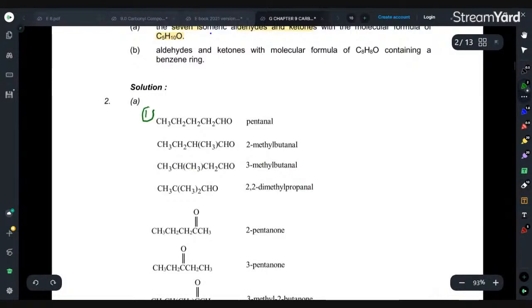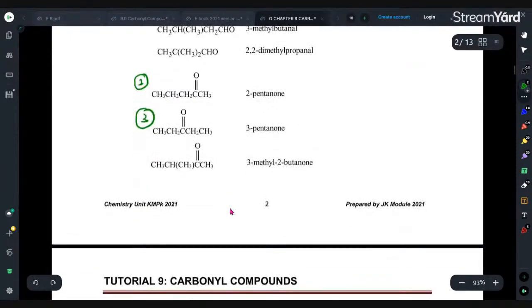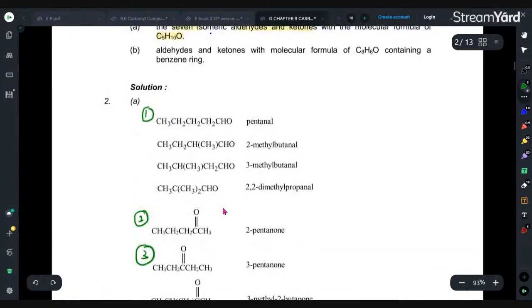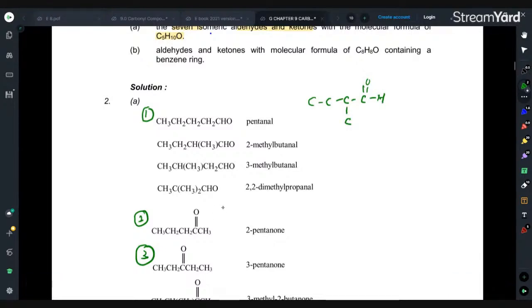Okay, with 5 carbon, I will start with 2-pentanone and then 3-pentanone. So this one is actually a common one, you can think about it. After that, 1, 2, 3, 4, then start with butane. Butane with 1 methyl group at position 2, so 2-methylbutane.